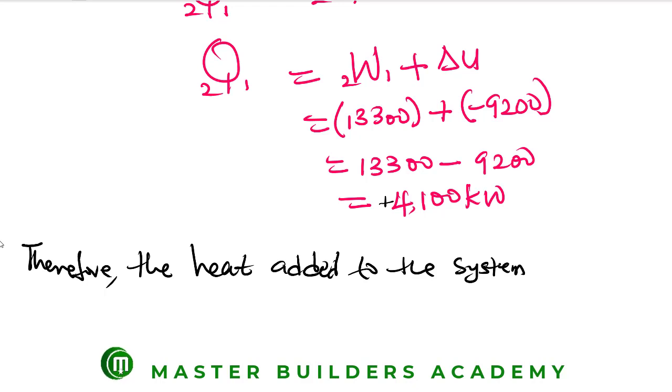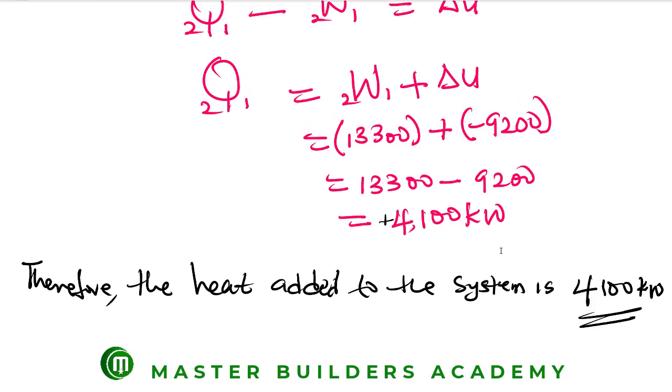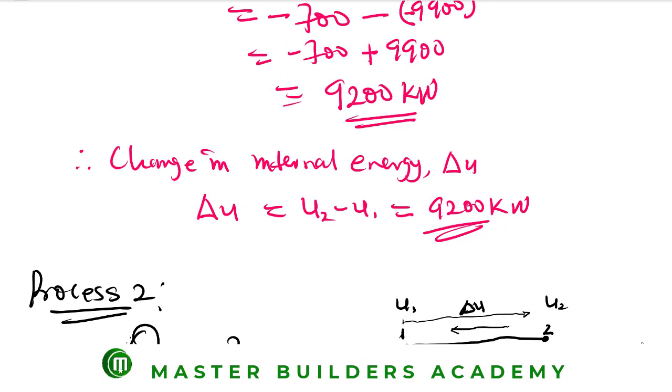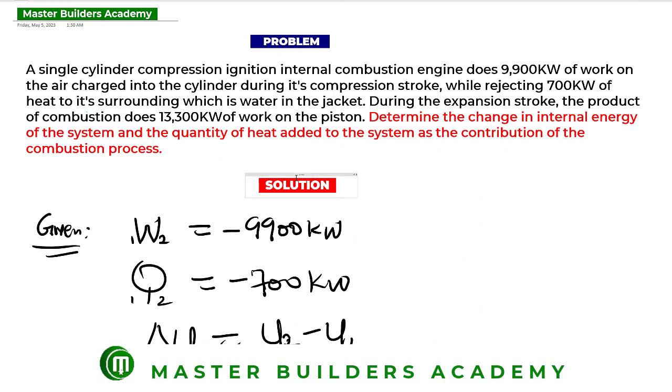And the system in this case is the cylinder combustion engine, right? So the heat added is 4,100 kilowatts. This is the answer to this question. So guys, you find out that these things are always very, very easy to solve. The best way to solve problems on thermodynamics very well is the ability to interpret the question very well, break it down into its least level, and then you'll be able to solve it effectively.